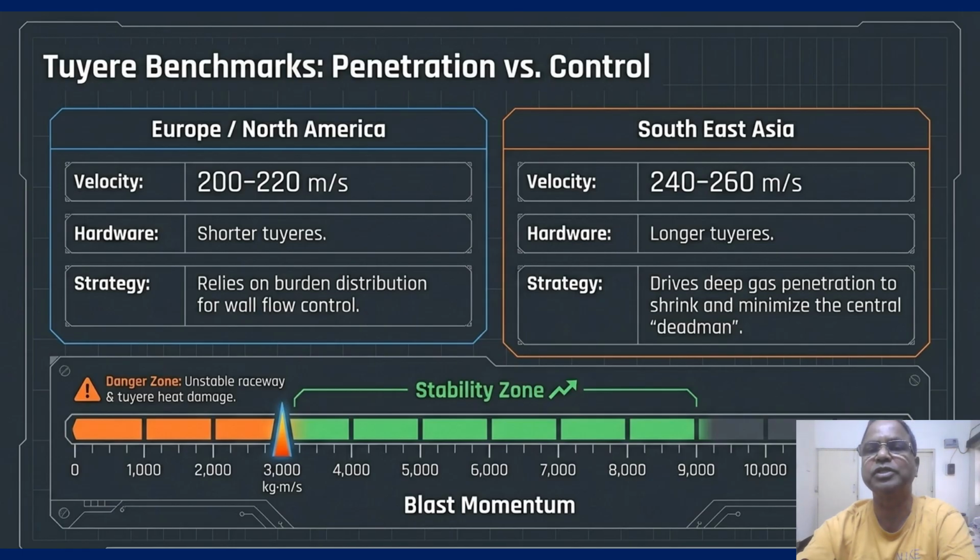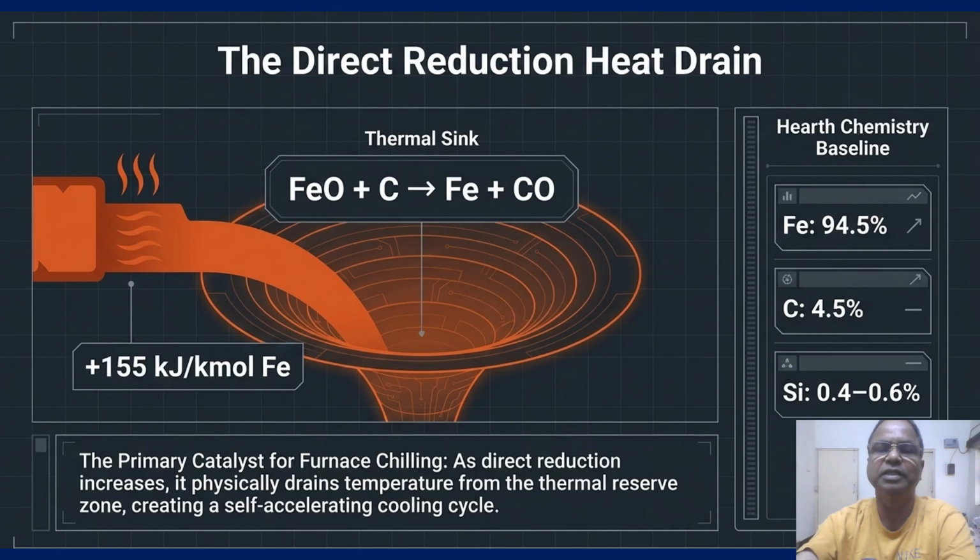If your momentum is too low, the gas doesn't penetrate the furnace core, causing it to swell and burn through your copper hardware. This thermal instability often leads to the most dangerous heat drain of all. So when gas distribution fails, we risk an increase in direct reduction, which acts as a massive thermal sink, which is just getting reflected in this slide.